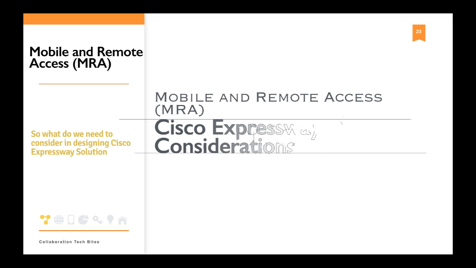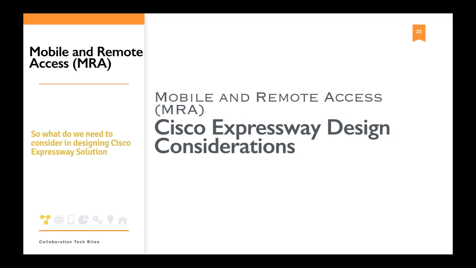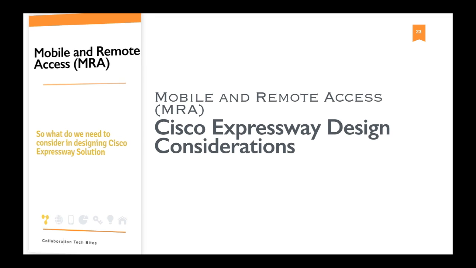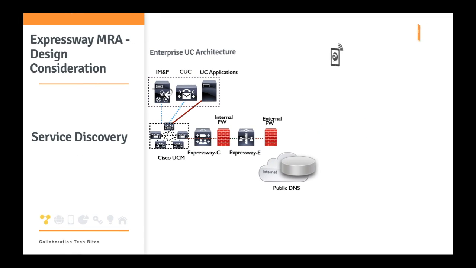Now, let's talk about Cisco Expressway design considerations. What needs to be considered when you design a Cisco Expressway solution? We are focusing here on a mobile and remote access solution, whether Expressway C and E onto UCM, or a VCS Core or VCS Expressway with a VCS video infrastructure. Okay, what to consider? First, you need to consider mainly the service discovery mechanism.